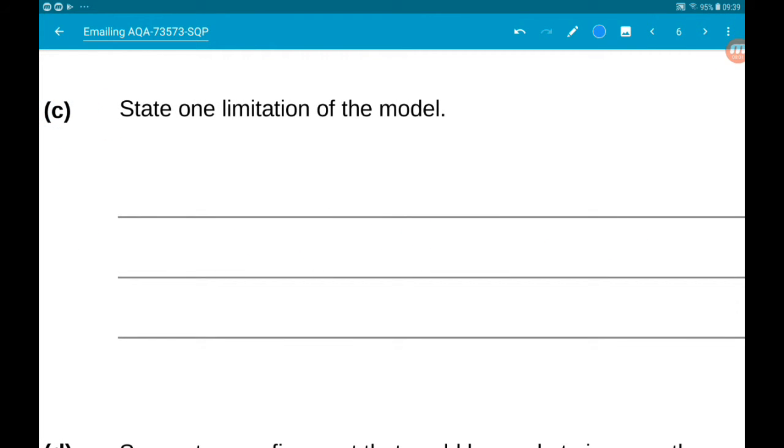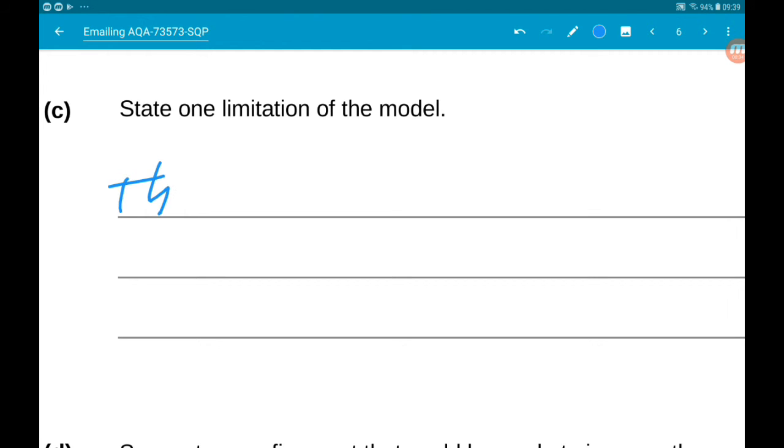Okay, then part C asks us to state one limitation of the model. So it's a classic situation. The model predicts that the weed will keep on growing and growing and growing forever. This cannot happen. The area of the pond is 4 pi. So the area covered by the weed can only get to 4 pi meters squared.